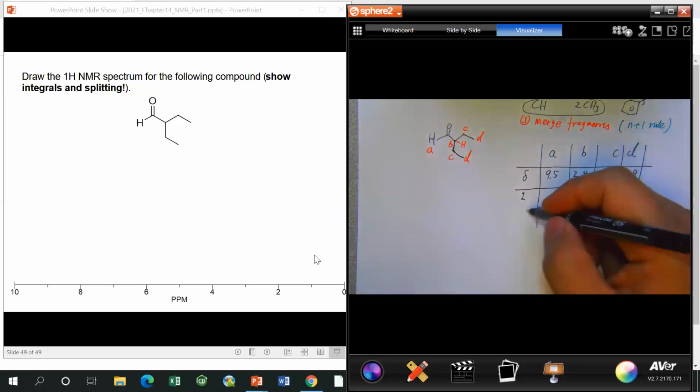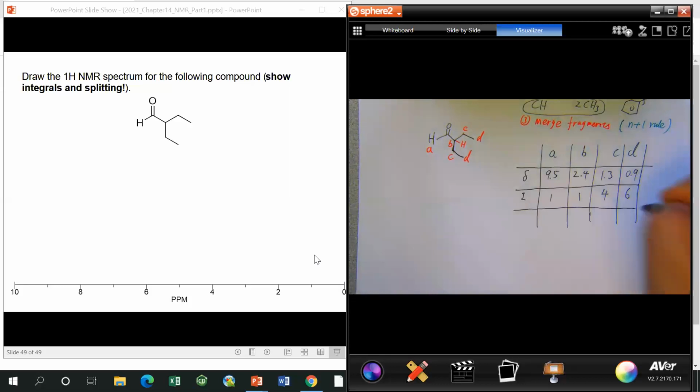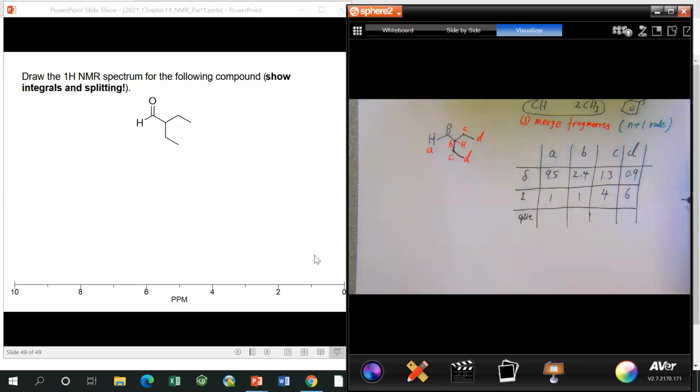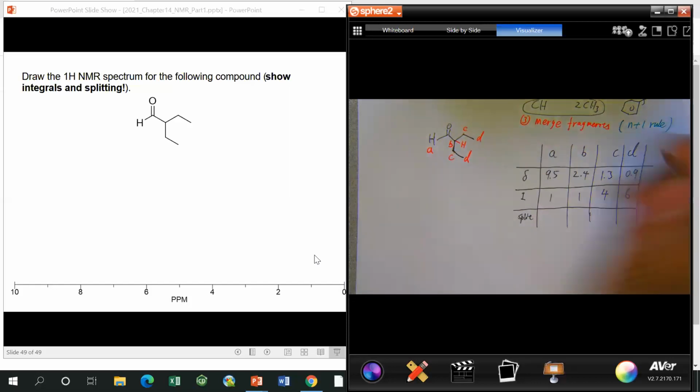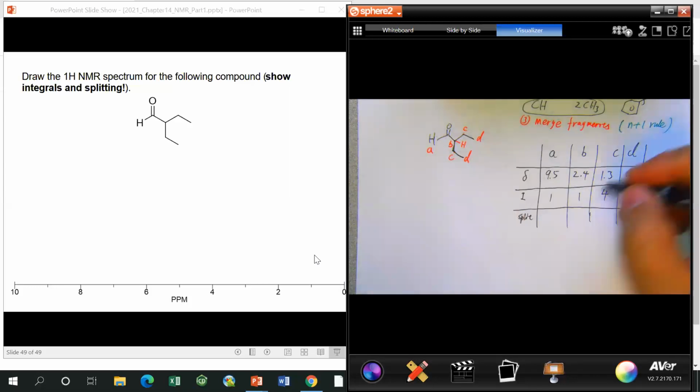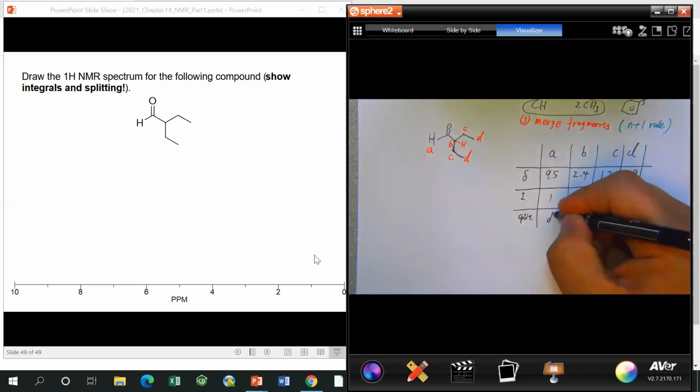In the end, the splitting pattern. For splitting, you need to use the n+1 rule. For A, there is only 1 neighboring hydrogen, the B, 3 bonds away. With the n+1 rule, that should give a doublet. Use D as a label.